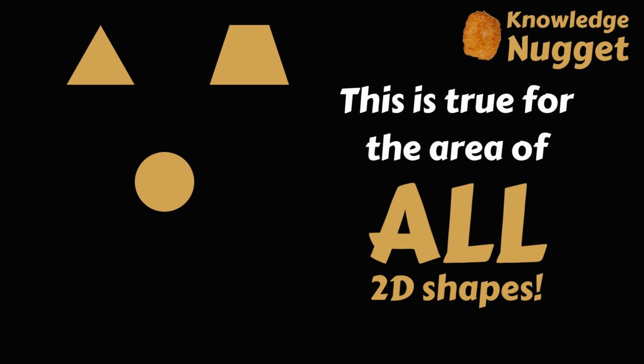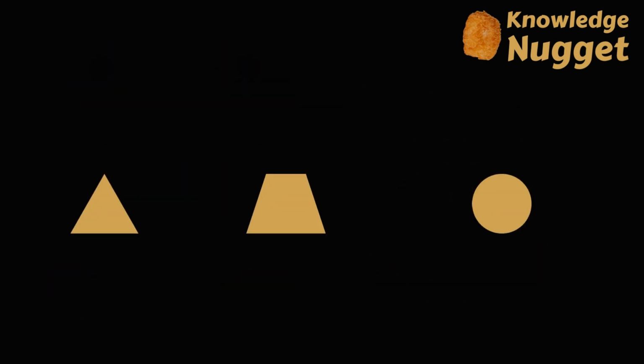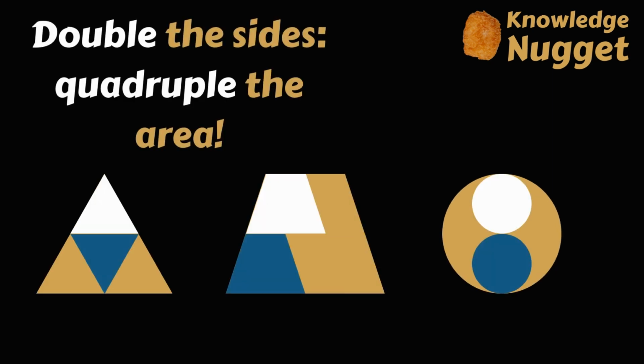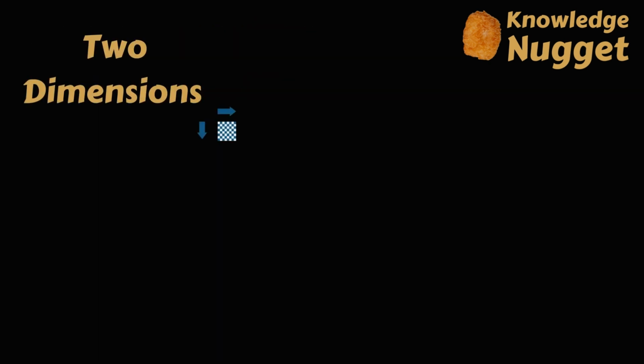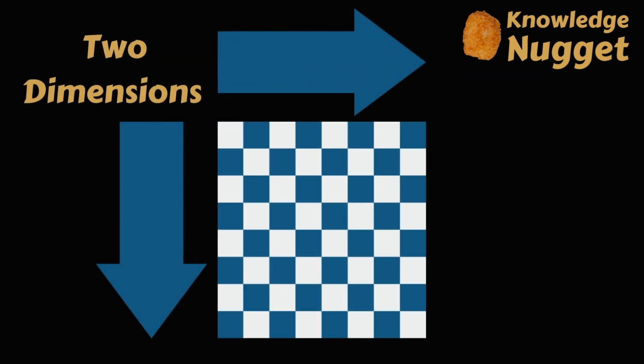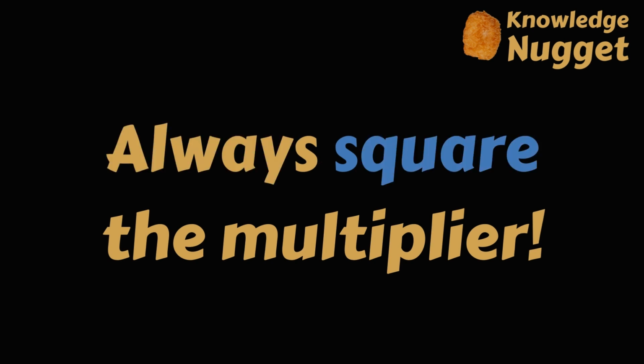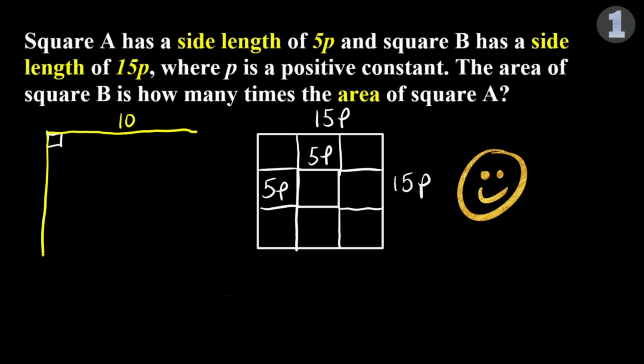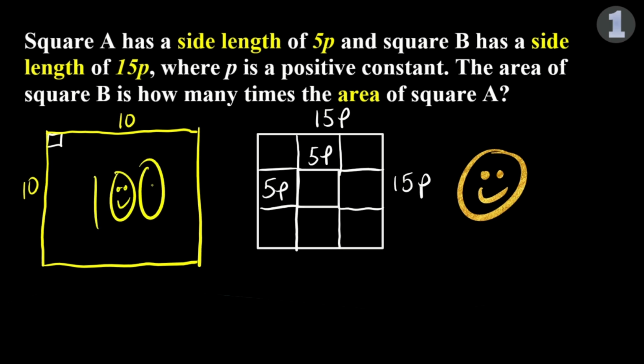This is true for all 2-dimensional shapes, even circles. If you double the sides, you quadruple the area because it's increasing the size in 2 dimensions. So the ratio gets multiplied by itself. Remember, you always square the multiplier. What do you think would happen if the sides were 10 times as long? The area would be 100 times the size.